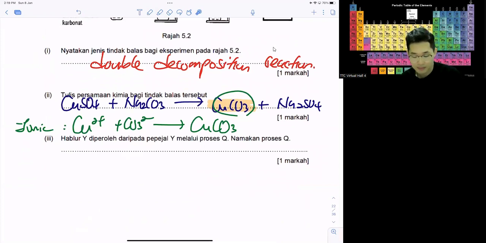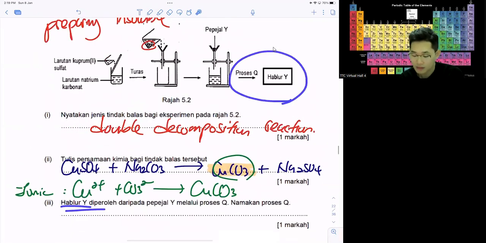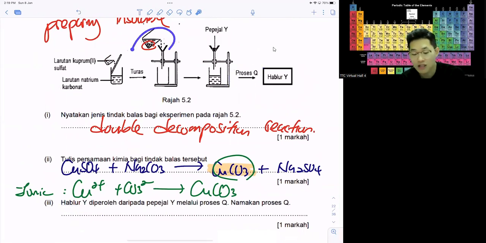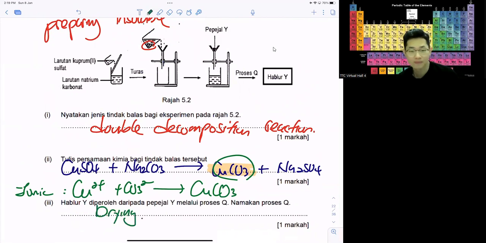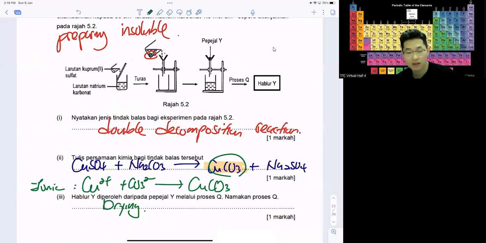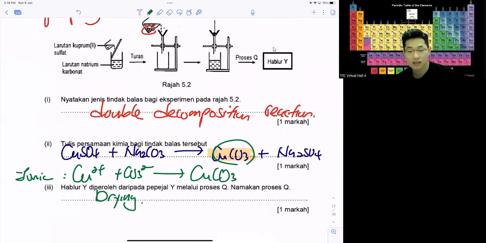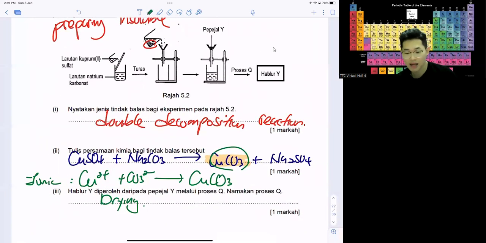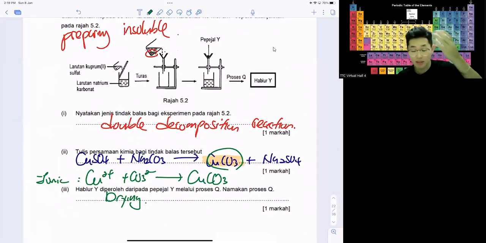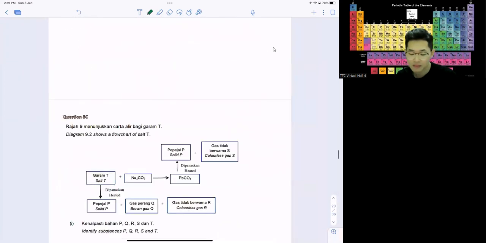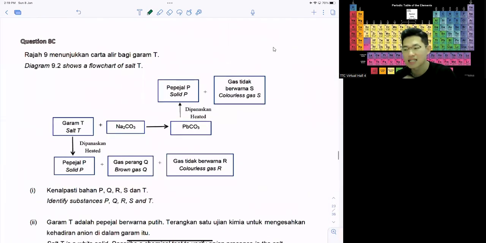Okay, then the solution Y, the salt crystal Y. What is process Q? Okay, this is basically filter, rinse, and finally dry. It is the drying process actually. Okay, for those who are having the procedure questions, please read the experiment. Question 8C.